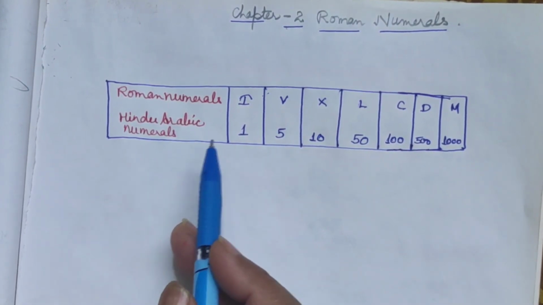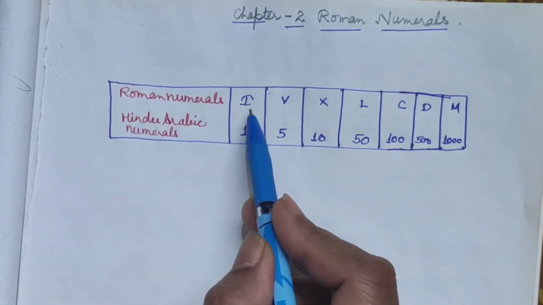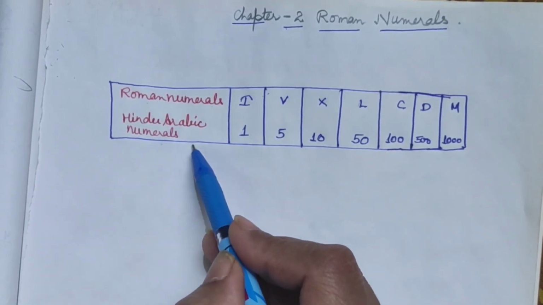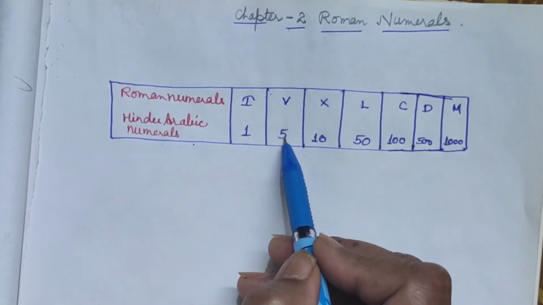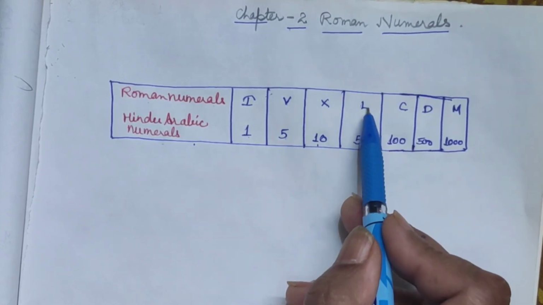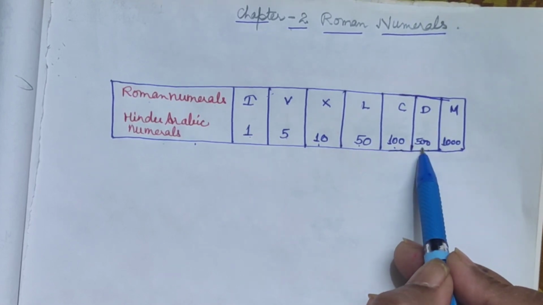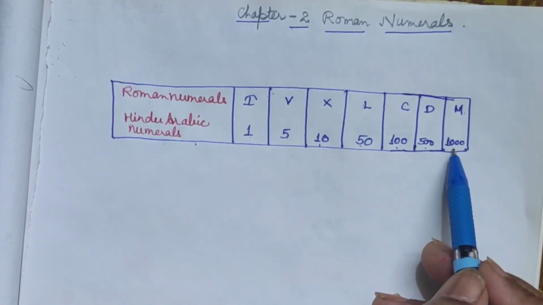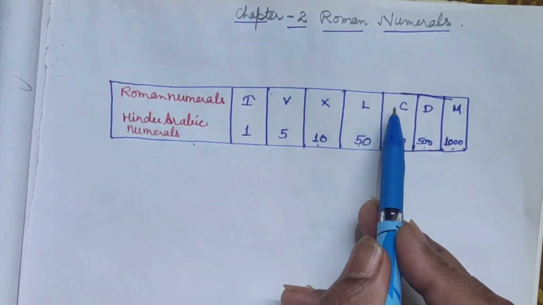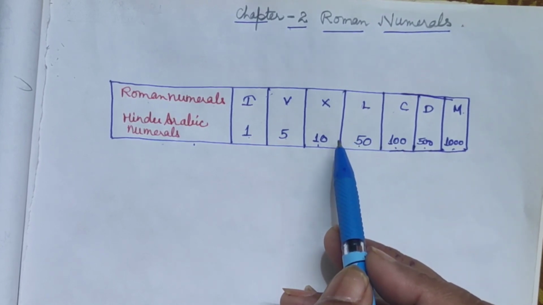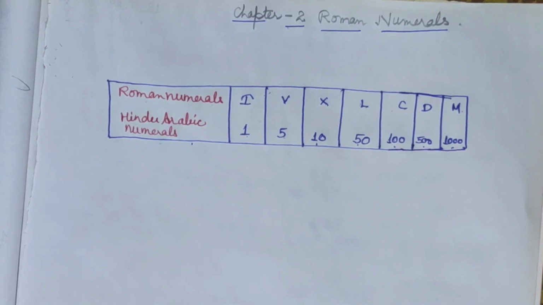The Roman numeral system uses 7 basic symbols to write the number. Roman numerals and Hindu-Arabic numerals. I is equal to 1, V is equal to 5, X is equal to 10, L is equal to 50, C is equal to 100, D is equal to 500, M is equal to 1000. These symbols are used in different combinations to write numbers. There is no symbol for 0 in this system of numeration.